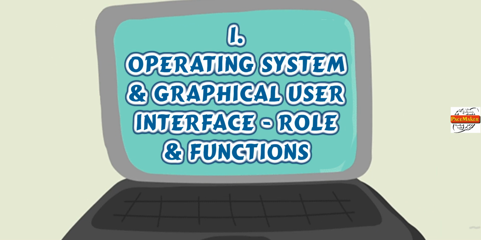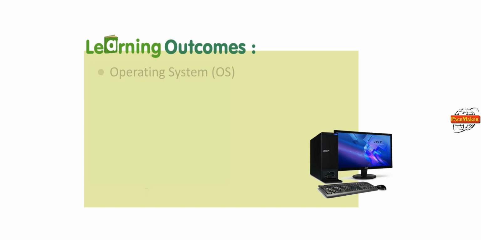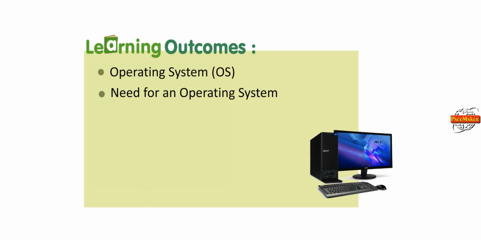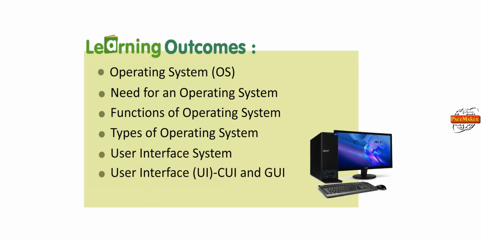Chapter 1. Operating System and Graphical User Interface, Role and Functions. Learning Outcomes: Operating System (OS), Need for an Operating System, Functions of Operating System, Types of Operating System, User Interface (UI), CUI and GUI, Elements of GUI.